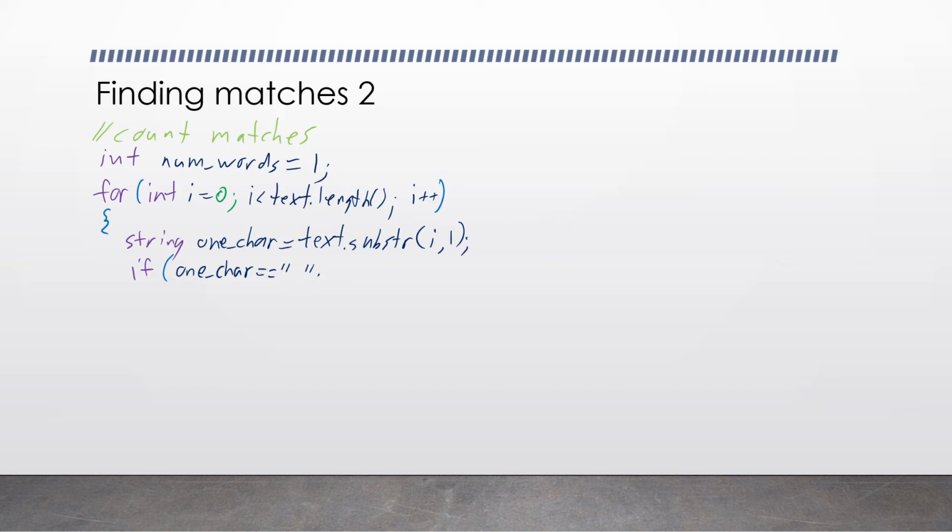If oneChar equals space, we'll say or oneChar equals \t. Remember, that's the tab character. Okay, so if they put a space or a tab between words, we'll catch that. Then we'll say numWords++.